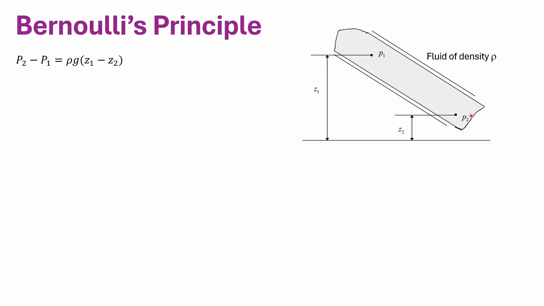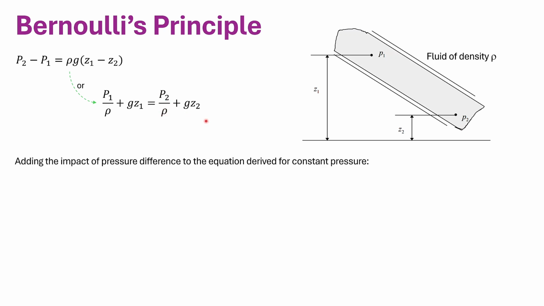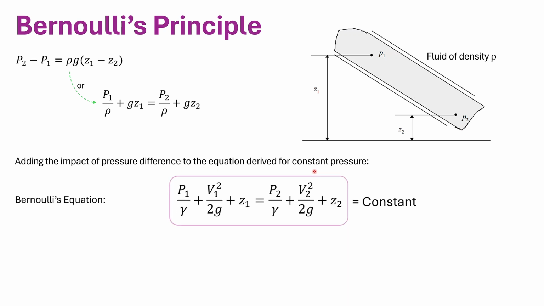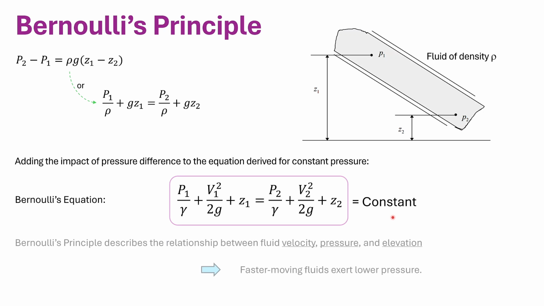So between points 1 and 2, we can write P2 minus P1 equals gamma H, or rho g times (Z1 minus Z2). Or if we rearrange it, we get P1 over rho plus gZ1 equals P2 over rho plus gZ2. And adding the impact of pressure difference to the equation derived for constant pressure, we get Bernoulli's equation, which is P1 over gamma plus V1 squared over 2g plus Z1 equals P2 over gamma plus V2 squared over 2g plus Z2, which is constant.